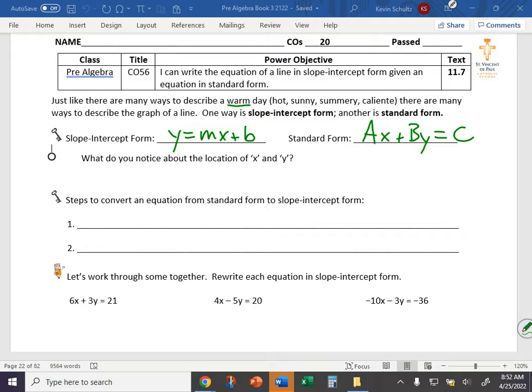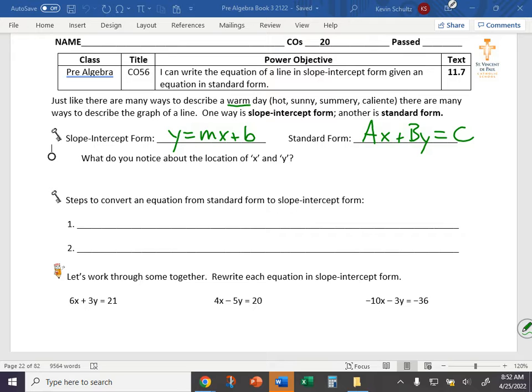Tony? Abby? Y is always behind the equal sign. When you say behind the equal sign, what do you mean? Or like in front of the equal sign. So y is always on the left side of the equal sign. Okay, good. What else do you see? Jack? Well, the a and the x are linked together. Yes. And the b and the y are linked together. Yes.